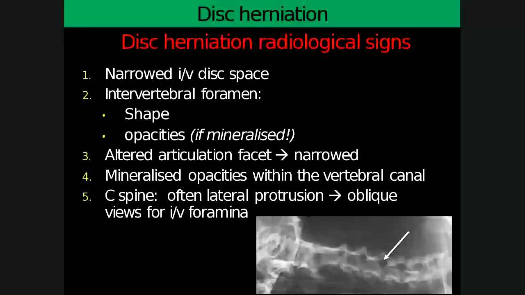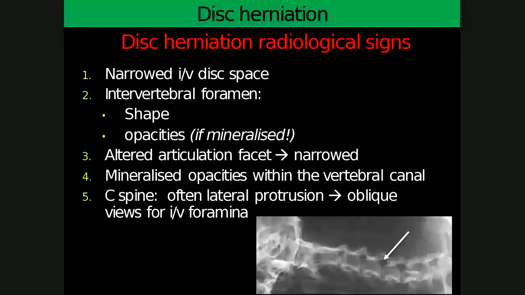Right, so there's a couple of radiological signs that can be seen with disc herniation, and the first one is the narrowed intervertebral disc space, taking into consideration what I've said on the previous slide about beam divergence. We can also look at the intervertebral foramina to look at the shape. Is the shape maintained, or is it narrowed, or is there superimposition of a mineralized opacity over it? We look at the articulation facets. The joint space there may be narrowed, which is another indication that there has been a protrusion or an extrusion. Mineralized opacities may occur within the vertebral canal. It's not always seen, and you're lucky if you do see it.